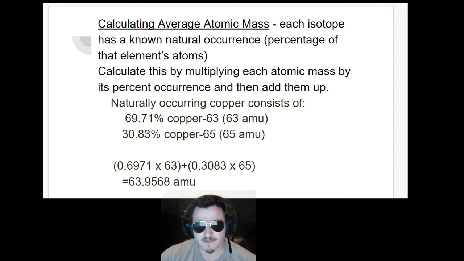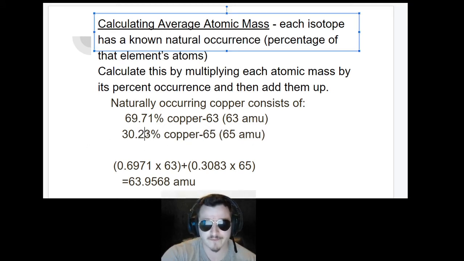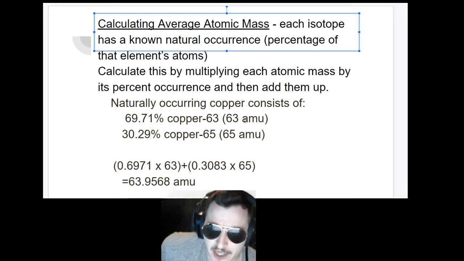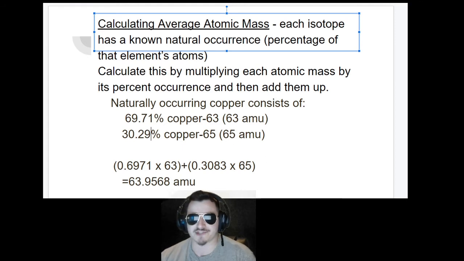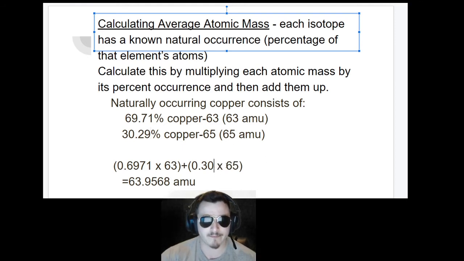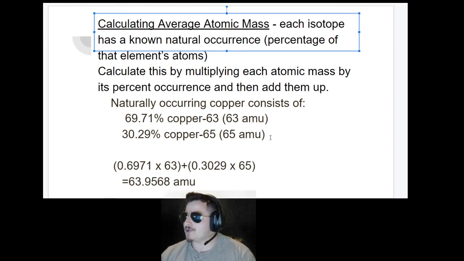But either way, you know what? Let's change it. Boom. There we go. How about that? 30.29%. Now it's at 100%. And then, boom. This is just like how you calculate your grades online.